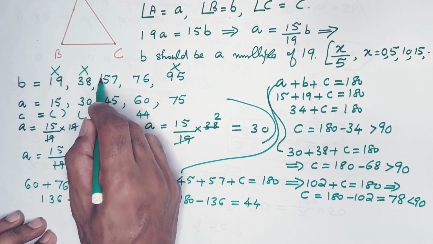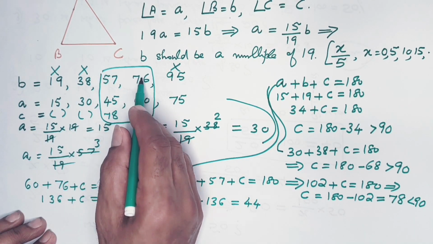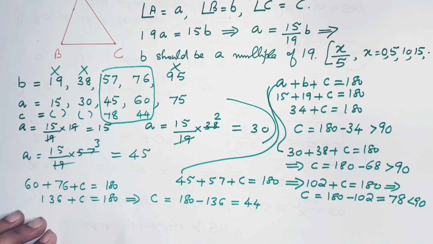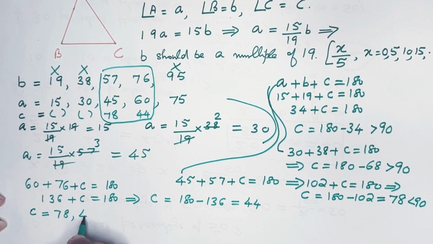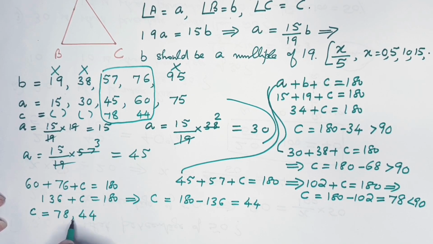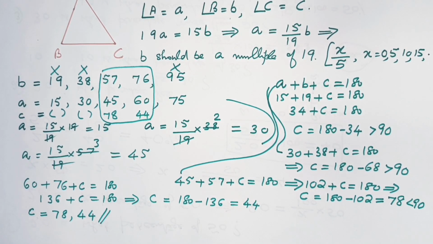So you have two triangles, with the angles being these three, and for the second triangle, these three are the angles. So we got the value of C as, in this case, 78, in the other case, 44. So these are the two values of the required angle, and this is the final answer to the problem we have.